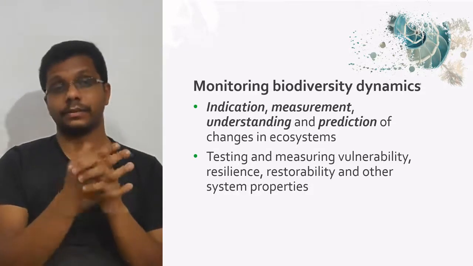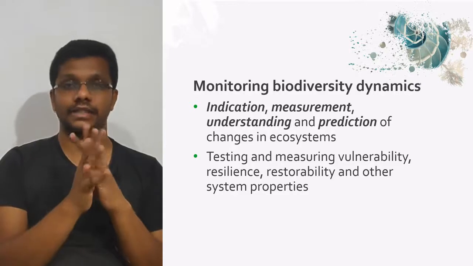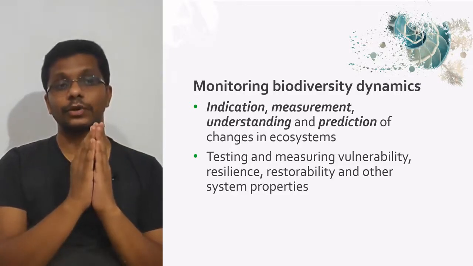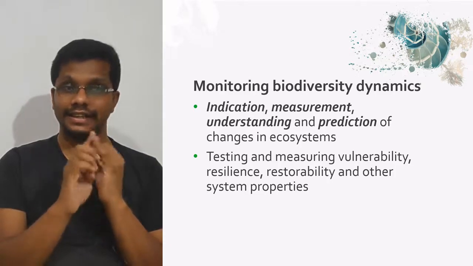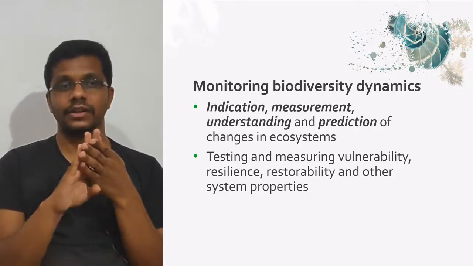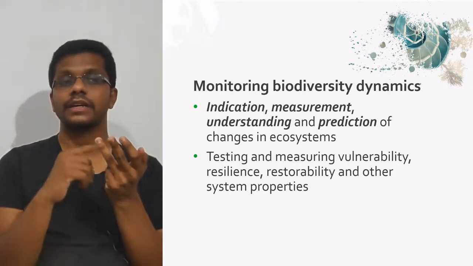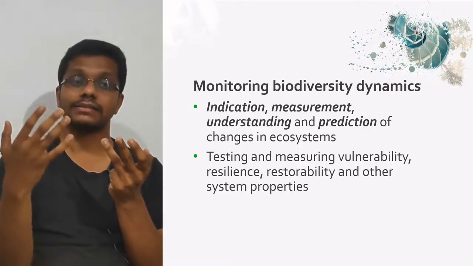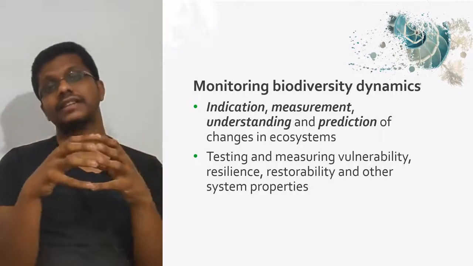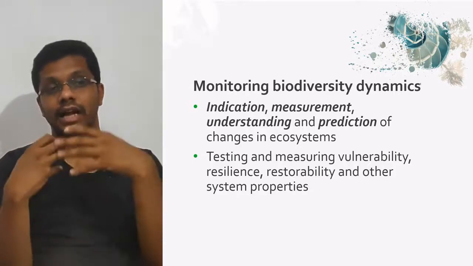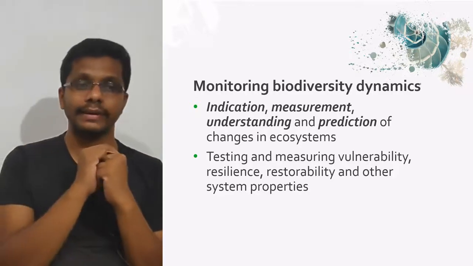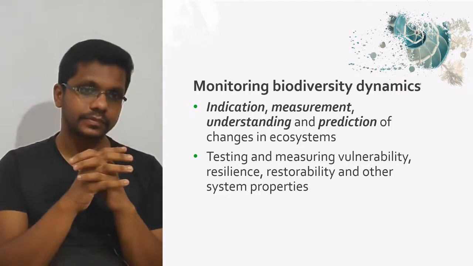So we need to monitor biodiversity, basically the biodiversity monitoring dynamics. For biodiversity monitoring dynamics, we should study indication, measurement, understanding, and protection. It has 4 different components. There should be indicators of the biodiversity, and we should measure the indicators in the system, and we should understand the changes in biodiversity, and we should also be able to predict the future changes. So that's what monitoring biodiversity is actually about.